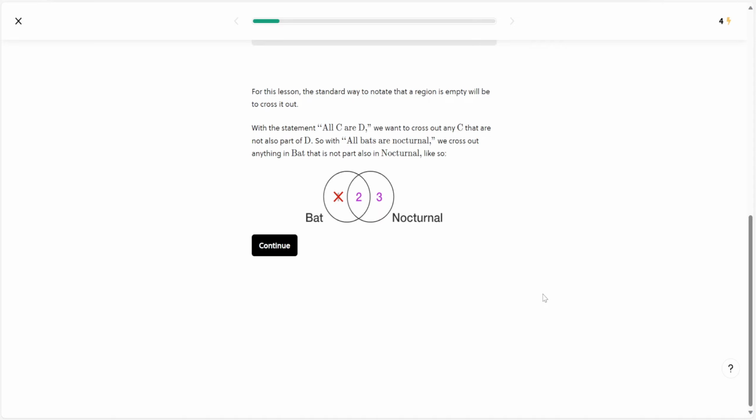For this lesson, the standard way to notate that a region is empty will be to cross it out. With the statement all C are D, we want to cross out any C that are not also part of D. So with all bats are nocturnal, we cross out anything in bat that is not also part of nocturnal.